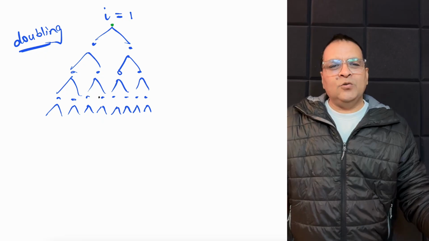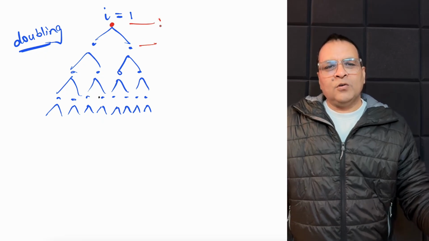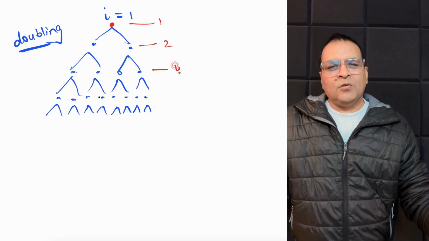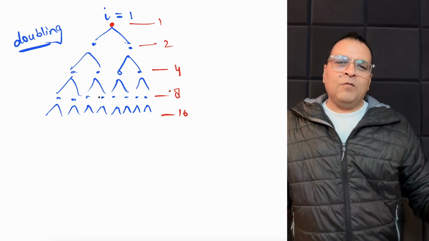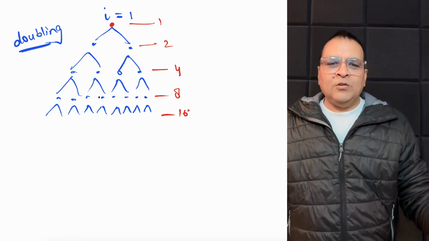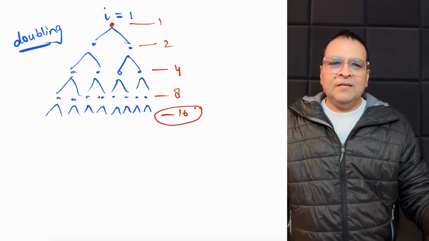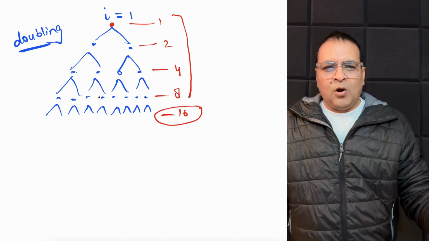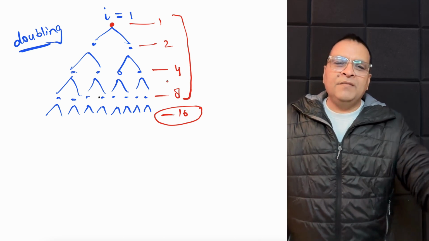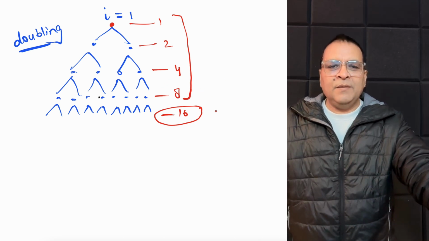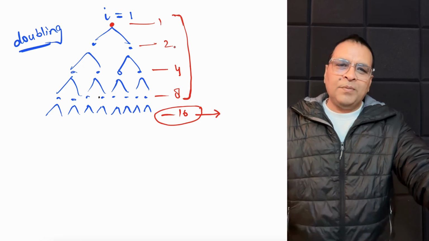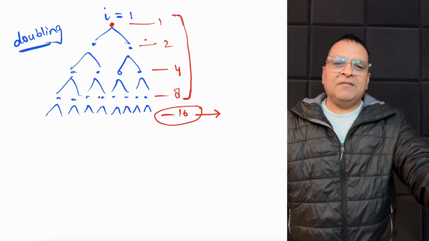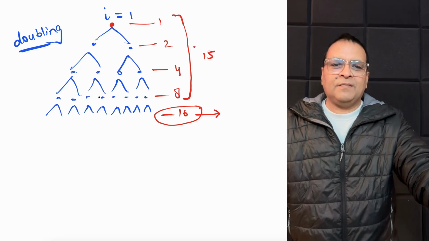In a complete binary tree, you have only one node at the root, but at the next level, number of nodes are 2. In the next level, number of nodes are 4. In the next level, number of nodes are 8. With every level, the number of nodes are doubling itself. Now, the number of nodes at this level is equal to the sum of the number of nodes at all the previous levels plus 1. It means that if this level is 16, the count of all the previous nodes in all the previous levels is 16 minus 1, 15.